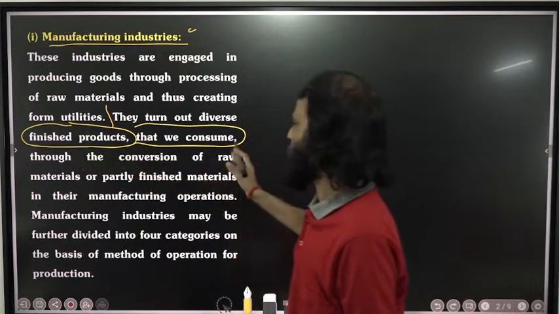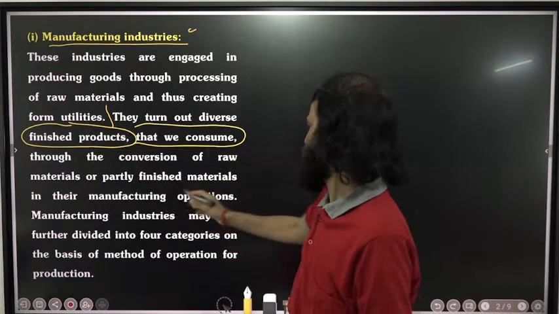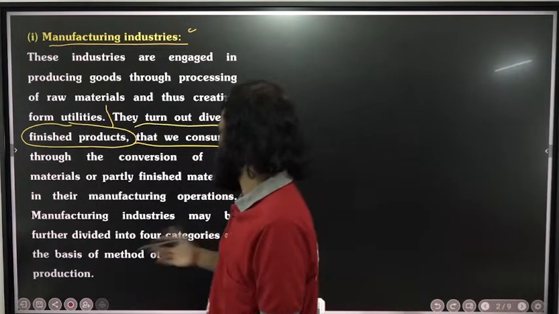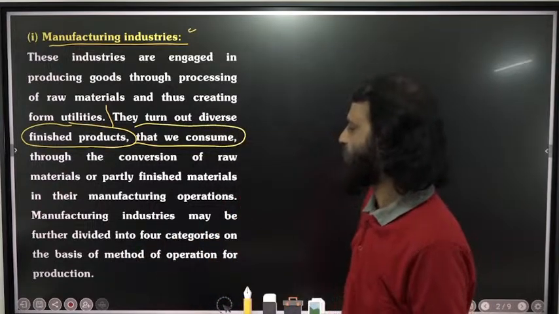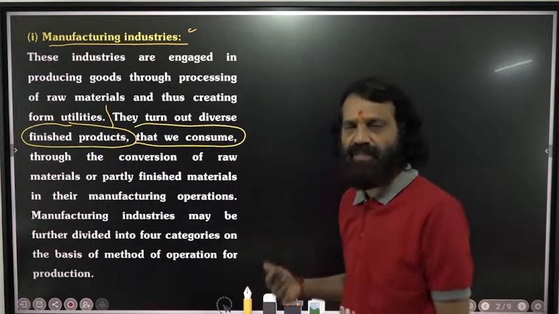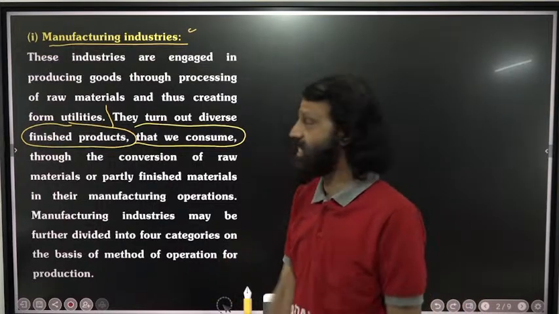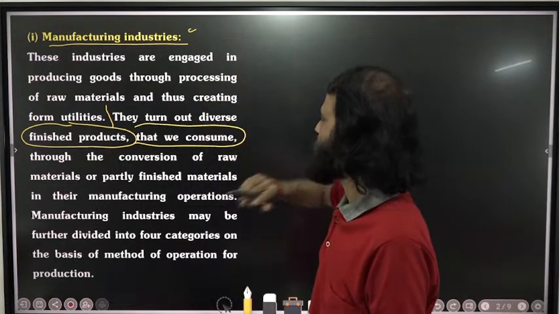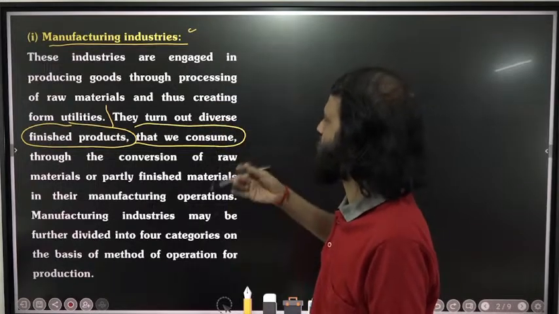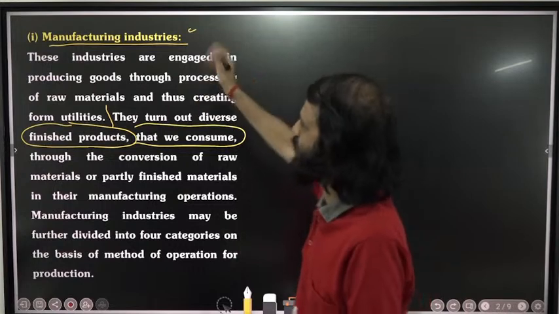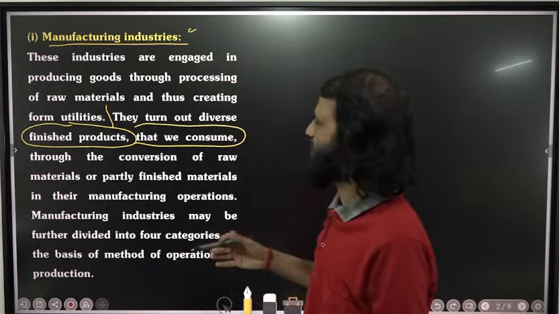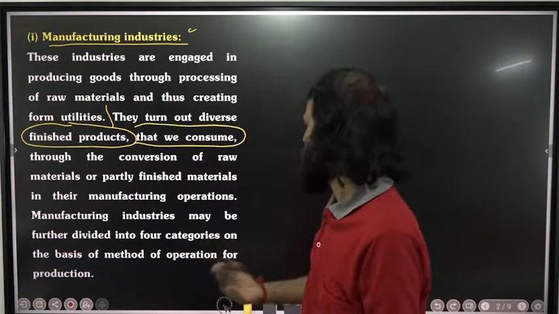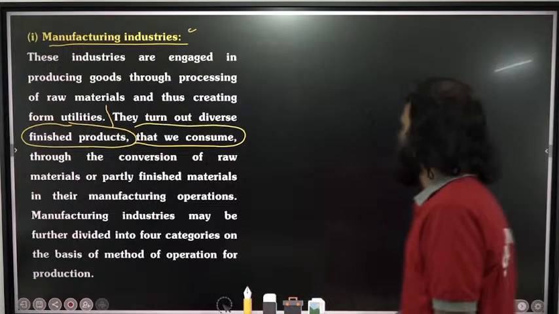Through the conversion of raw materials or partly finished materials in their manufacturing operations, manufacturing industries may be further divided into 4 categories on the basis of a method of operation for production. Here in this paragraph, we are studying more about the manufacturing industries in the secondary industries. In the secondary industries there are different categories. One among them is manufacturing industries. Manufacturing industries mainly manufacture the finished goods or partly finished goods for our consumption. That is what we understood here.